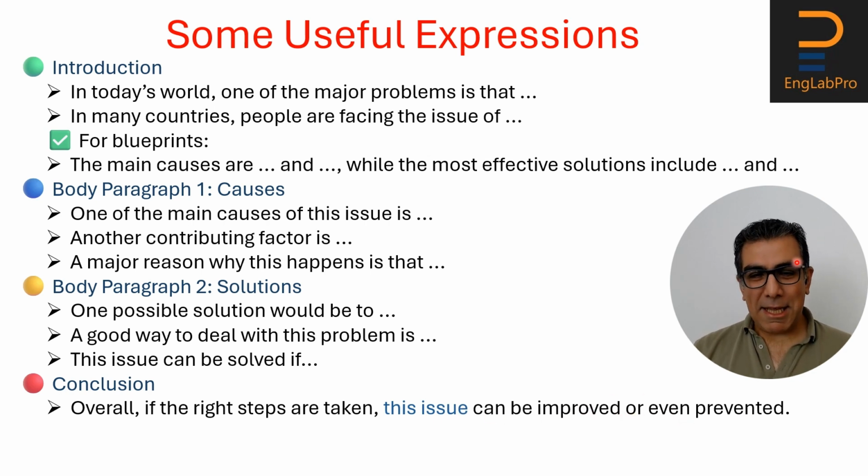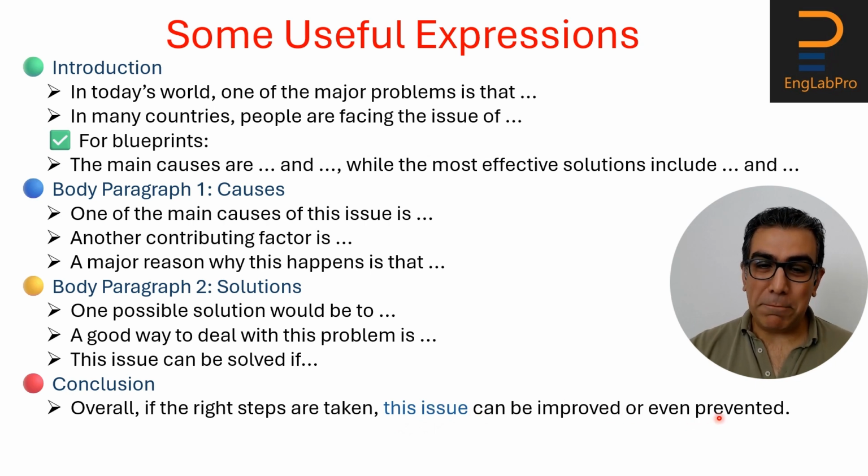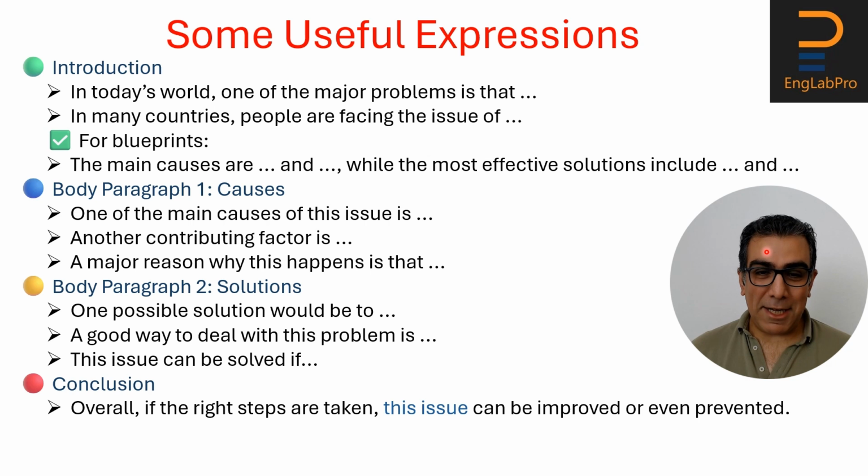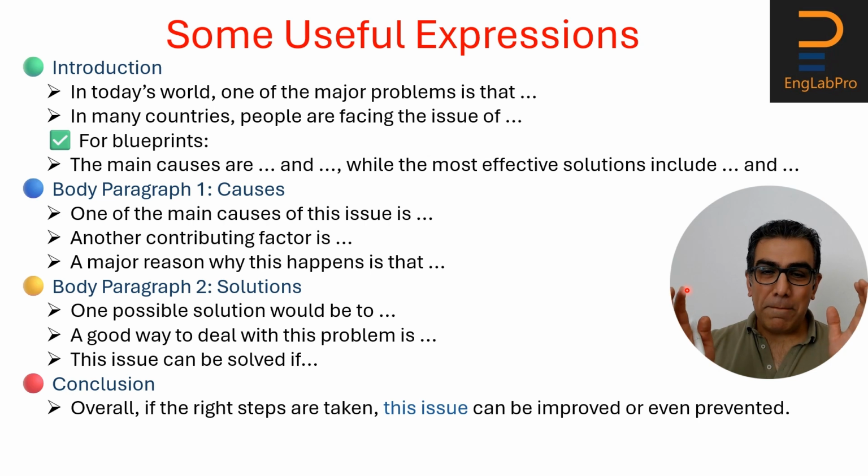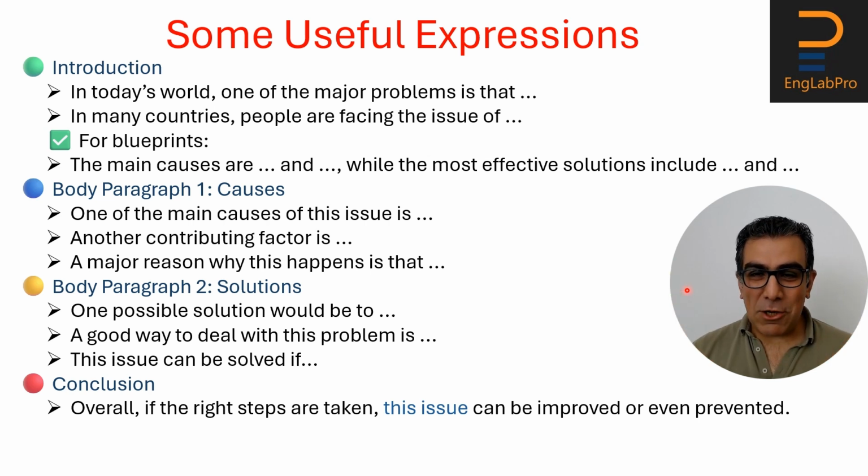I know that this is a cliche that you can use. So you can pick this issue from here and you can actually paraphrase the problem here. I mean, overall, if the right steps are taken, for example, in our case, we had the obesity can be solved, it can be improved or even prevented, or lack of exercise can be improved or even prevented. You see what I mean here? I mean that instead of using this issue, you can use some of the words from the question so that it is not a repetitive memorized sentence.